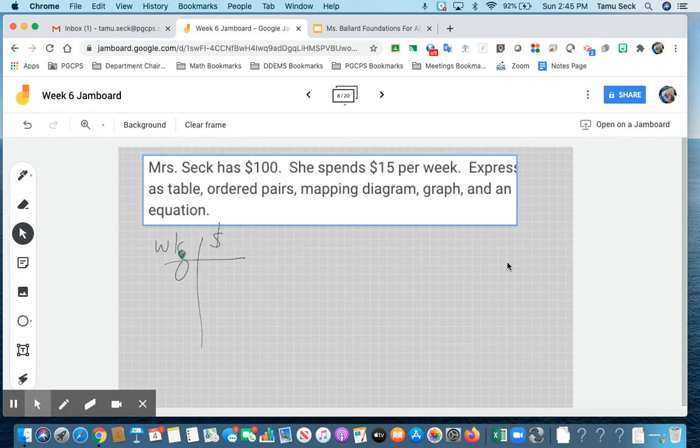On week 0, Miss Sec has $100, and then she's spending $15 every week. So money is going down. The weeks are increasing by 1, and the money is decreasing by 15. We can express these as ordered pairs.